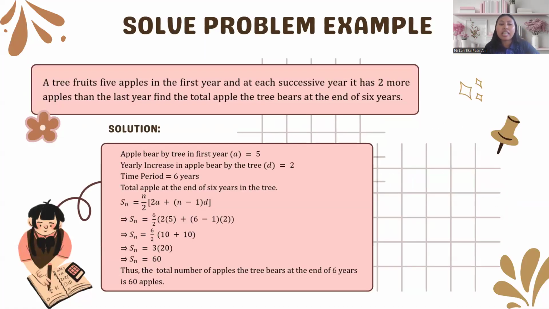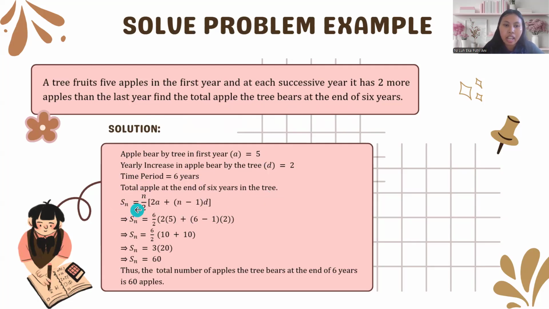For example, a tree bears 5 apples in the first year, and each successive year it has 2 more apples than the last year. Find the total apples the tree bears at the end of 6 years. Solution: the apples borne in the first year, A, is 5. The yearly increase in apples, D, is 2. The time period is 6 years. We want the total apples at the end of 6 years.